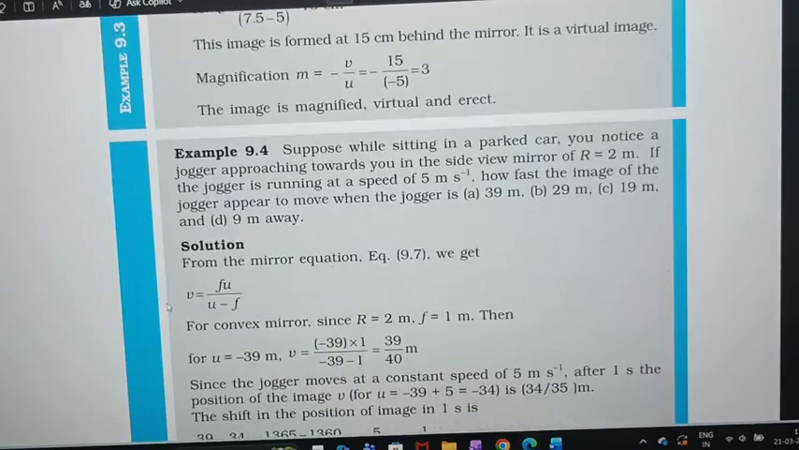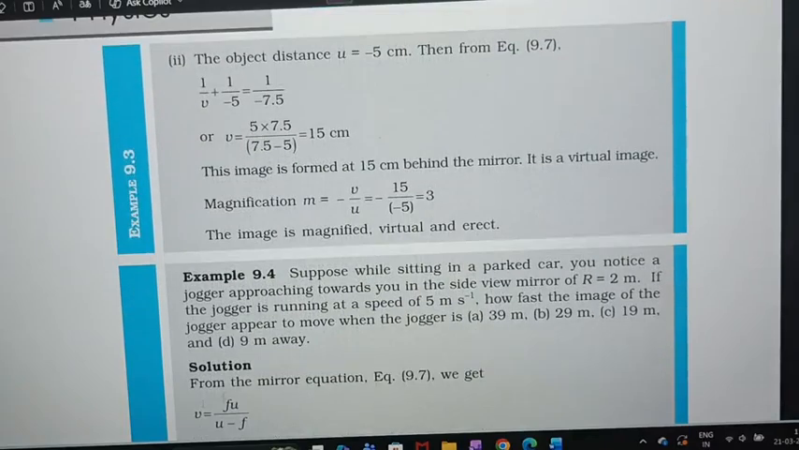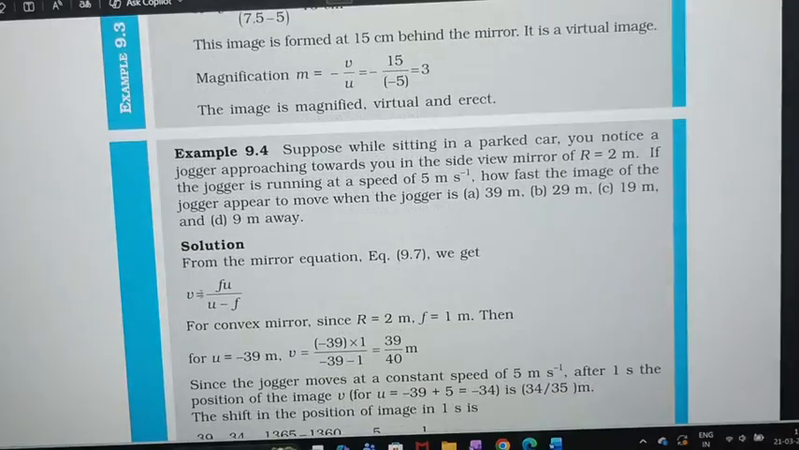1 by F is equal to 1 by V plus 1 by U. We just rearrange it to get this formula. You can just put the values like over here itself. In this format only you can put if this is confusing. But here they just have rearranged it to get V is equal to this.